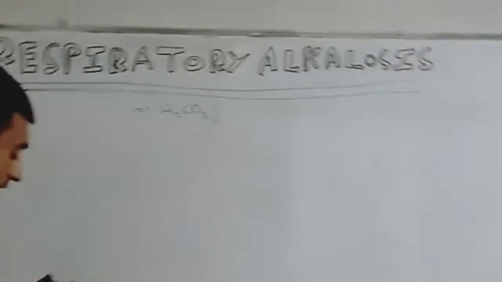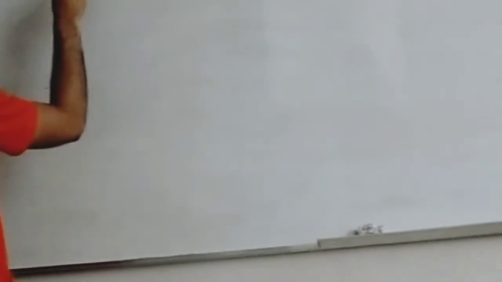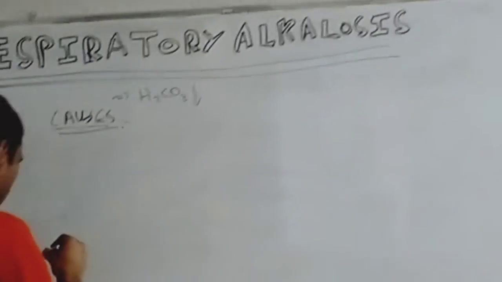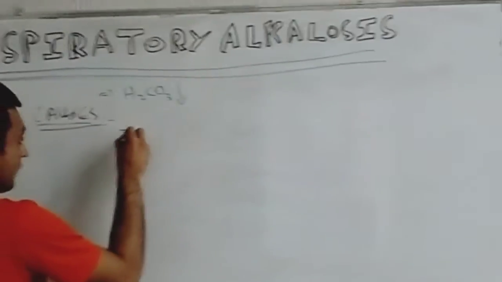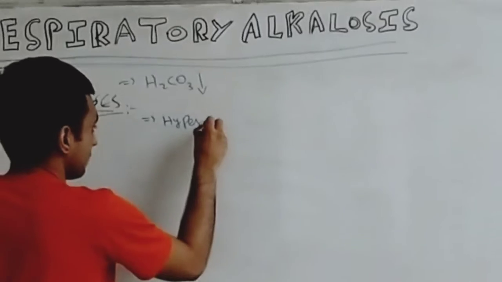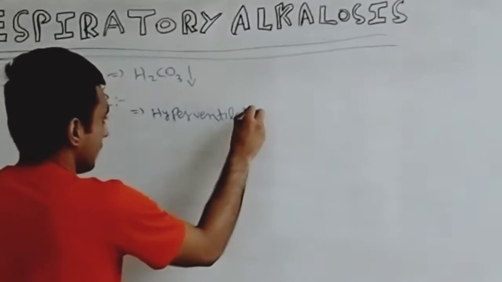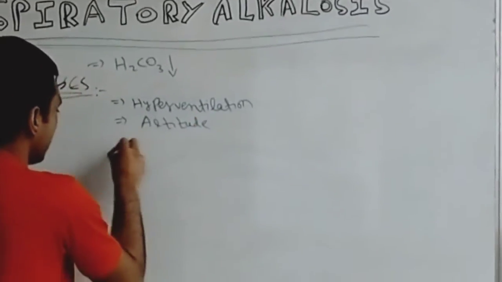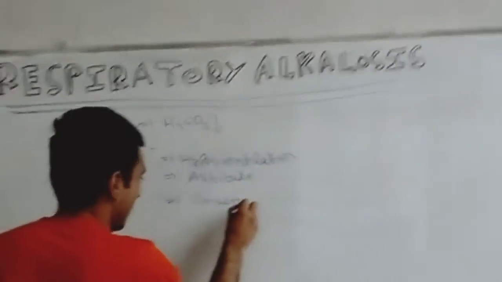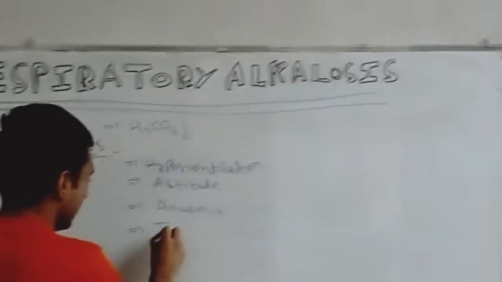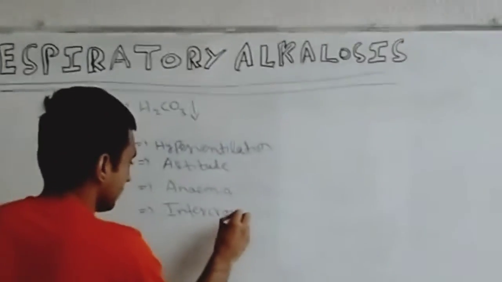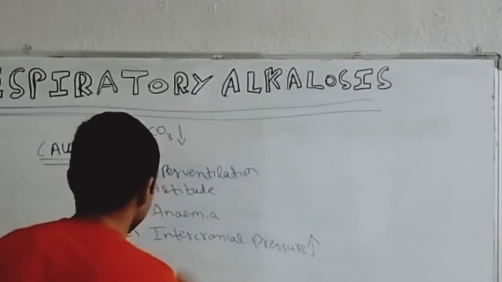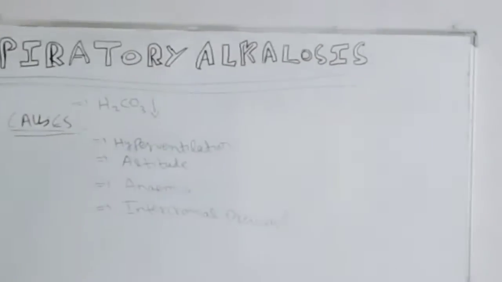Now I would like to tell you about its causes, like what are the causes contributing to respiratory alkalosis. So the first cause is hyperventilation, then altitude, then anemia, then increased intracranial pressure. Now I will be telling you about these causes in detail.